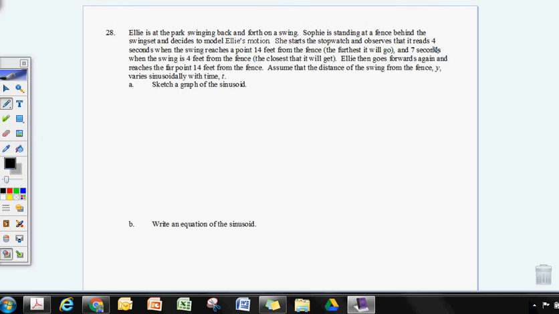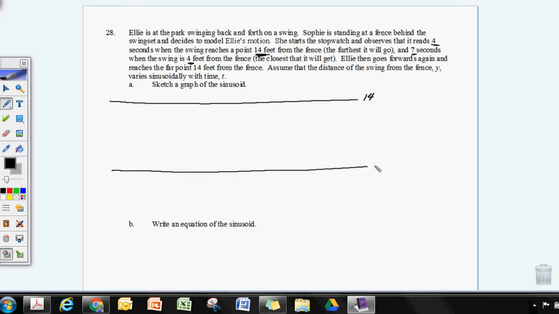I'm highlighting some things. At 4 seconds, we see that she reaches a point 14 feet from the fence. And at 7 seconds, she is 4 feet from the fence. So, what does my picture look like? My highest line is 14 feet from the fence. When they're swinging, the closest they come to the fence is 4 feet. So this line right here represents the fence, and everything is measured off the fence, so this is 0.